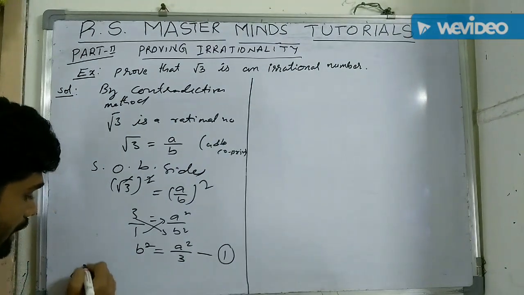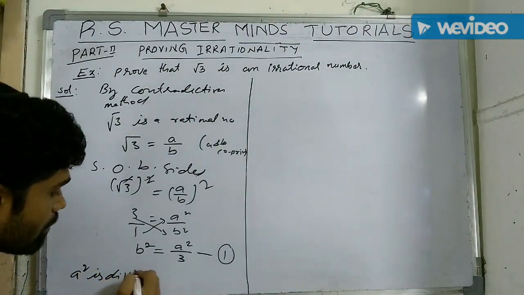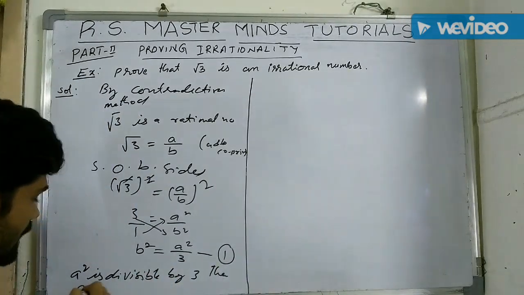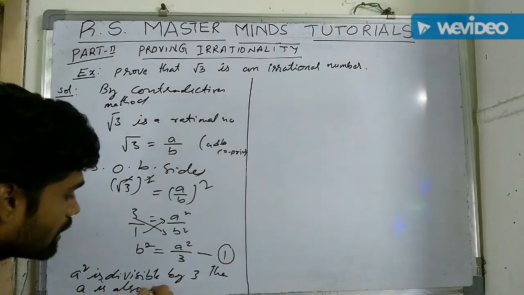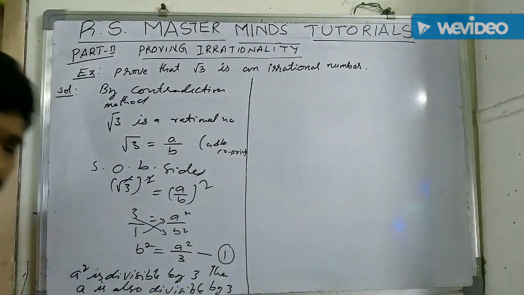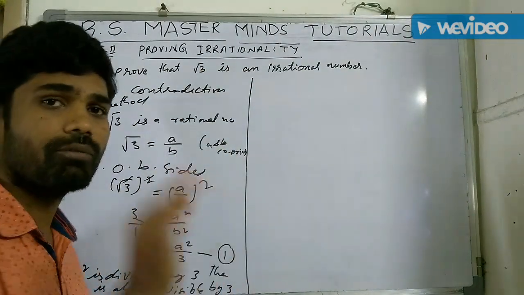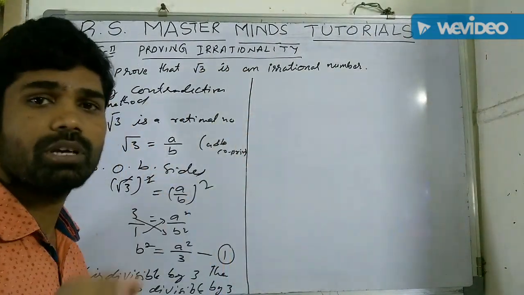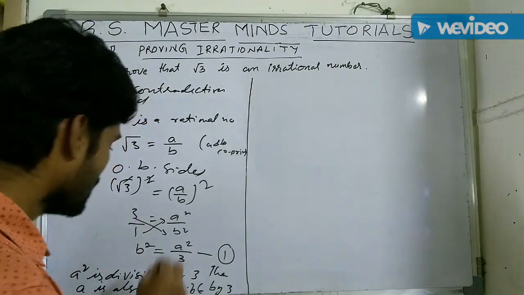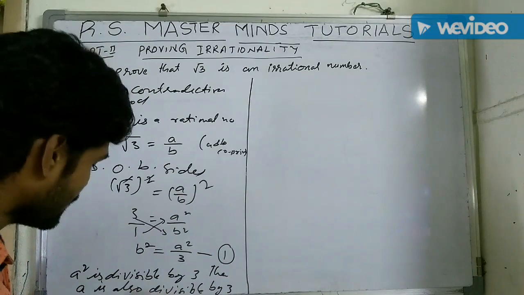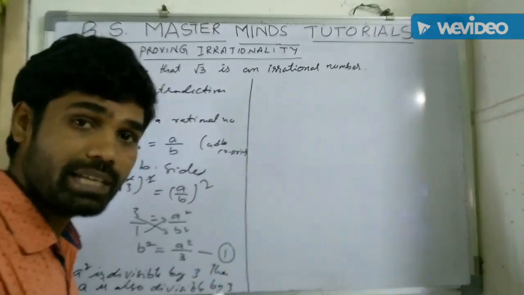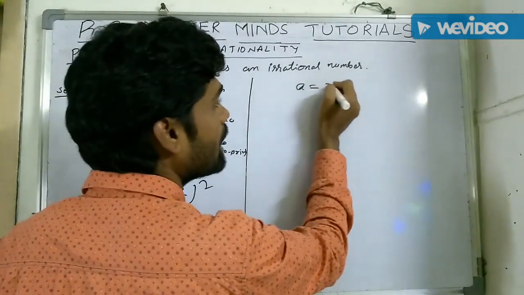So what are we writing here? If a square is divisible by 3, then a is also divisible by 3. Very simple, all problems have the same procedure, same steps. Only some small change would be there, which I will explain to you. Please listen here. If a square is divisible by 3, then a is also divisible by 3. Now let us take that when a is divisible by 3, a is nothing but a multiple of 3.